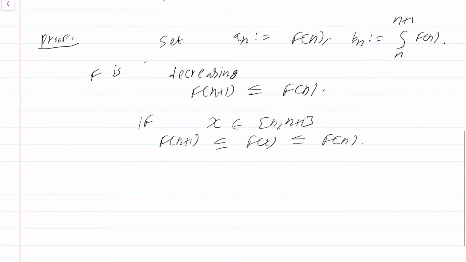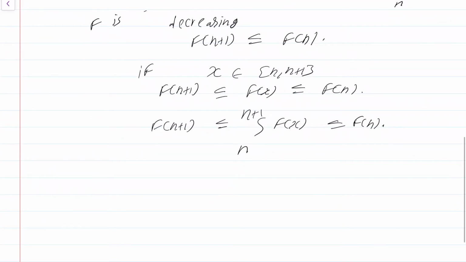In other words, if I integrate this set of inequalities from n to n plus 1, what I would get is f of n plus 1 is less than or equal to the integral from n to n plus 1 of f of x, which is less than or equal to f of n, obviously. That just means that the area of the region under the graph of the function from n to n plus 1 is dominated by f of n, and it dominates f of n plus 1.